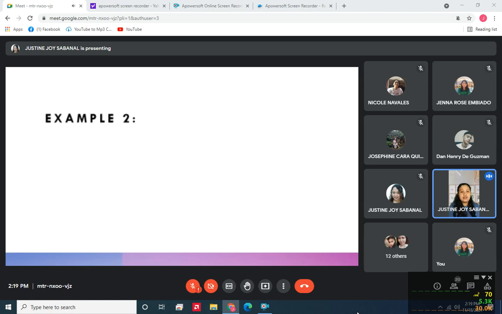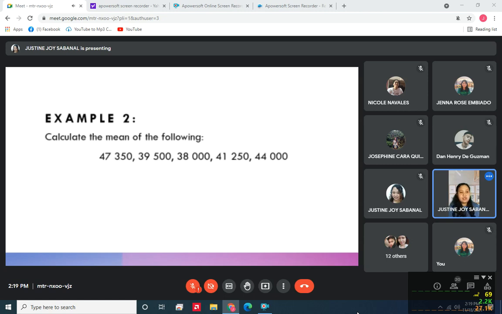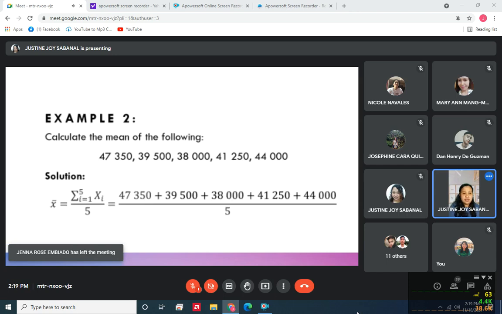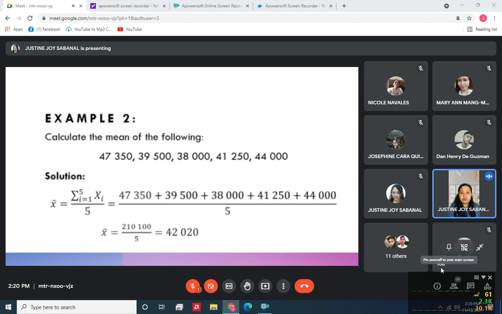So we have a value of 47,350, 39,500, 38,000, 41,250, and 44,000. So, limang information rin lang po. So, i-add lang uli natin yung mga yan. So, the sum of those information is 210,100 divided by 5. So, we have 42,020.